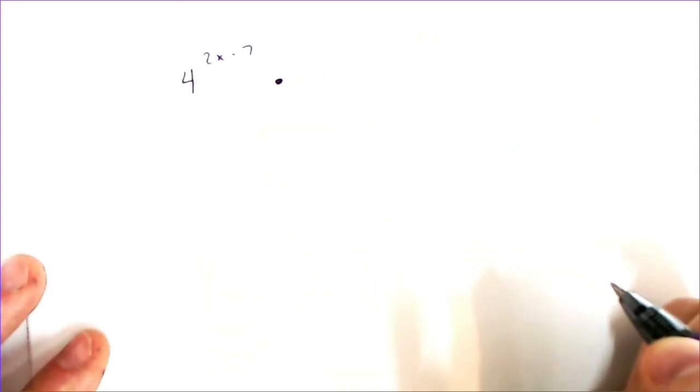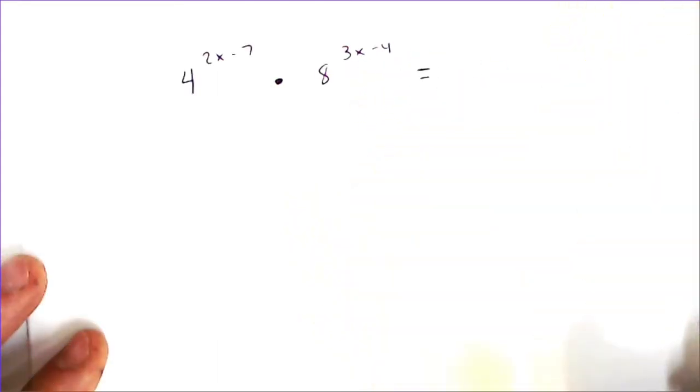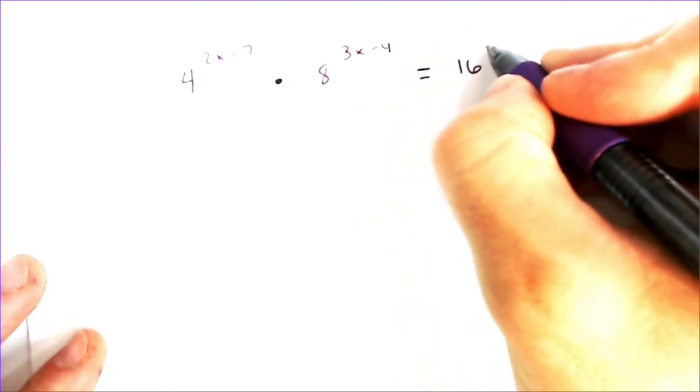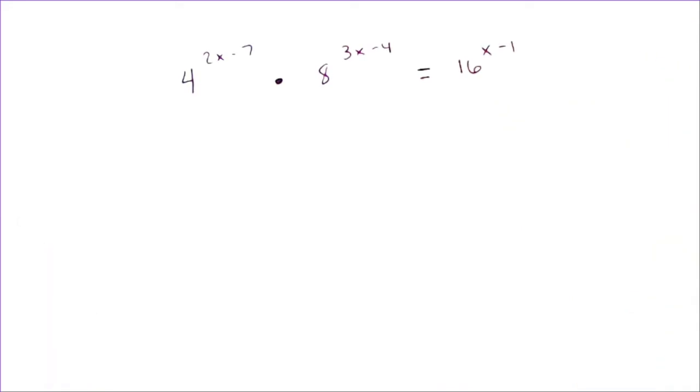And what I mean by that is, let's say that we have 4 to the 2x minus 7 times 8 to the 3x minus 4 equals, let's say, 16 to the x minus 1. You've got 3 things going on here. Now, none of them are fractions. I can make a fraction if we wanted to, but I haven't yet.